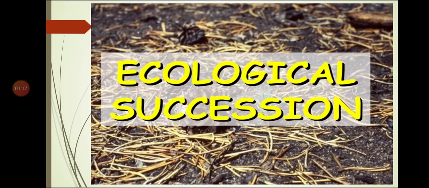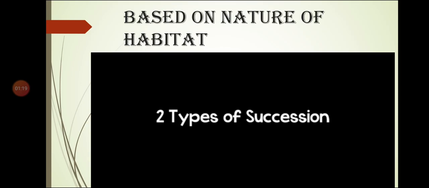So today again we are going to study types of succession, but that will be based on the nature of the habitat. Last time we studied that there are two types of succession, primary succession and secondary succession. Today we are going to study two more types of ecological succession, which are based on the nature of the habitat. Habitat means the place where an organism lives, where an organism stays.